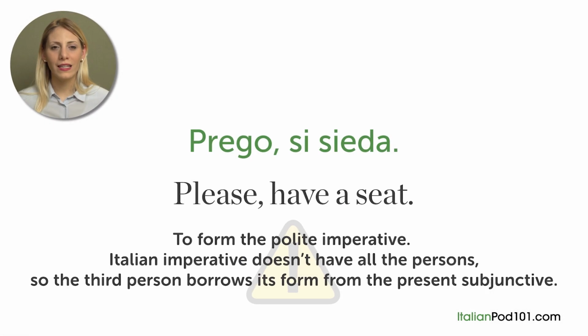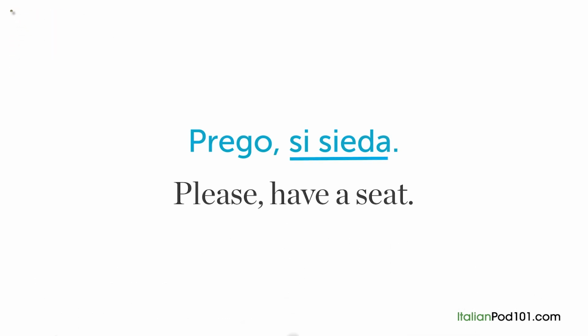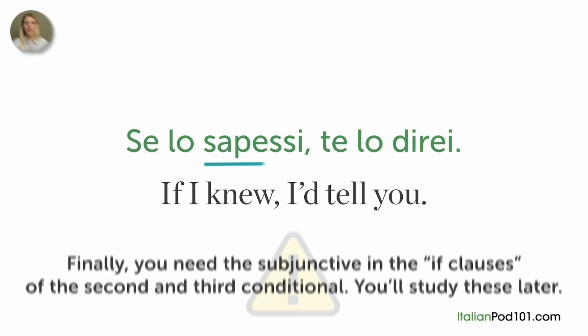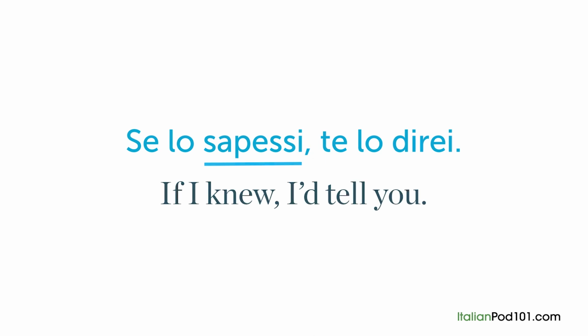To form the polite imperative. The Italian imperative doesn't have all the persons, so the third person borrows its form from the present subjunctive. Prego, si sieda. Please, have a seat. Finally, you need a subjunctive in the if clauses of the second and third conditional. You'll study this later. For now, here is an example. Se lo sapessi, te lo direi. If I knew, I'd tell you.